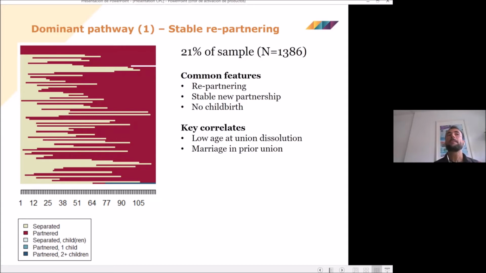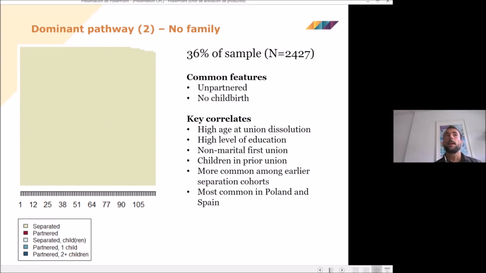So about 1 in 5 individuals in our sample follow these pathways, and this is more often among those who were young and married at the time they dissolved the union. So in a way, this pathway displays how union dissolution can be at odds with further childbearing, as it does our most dominant pathway, which is the no family pathway.